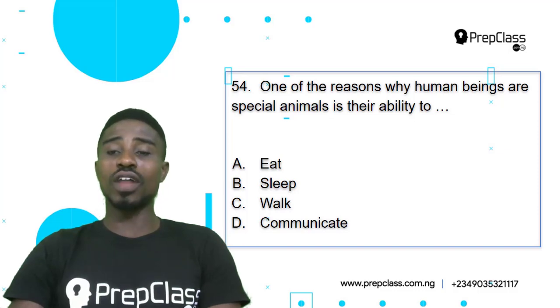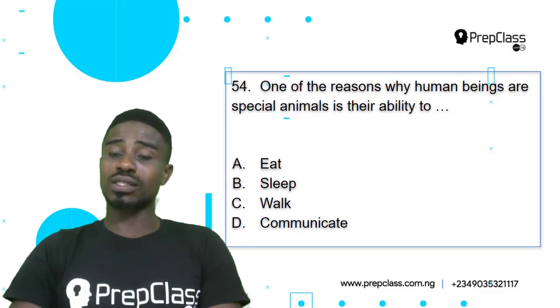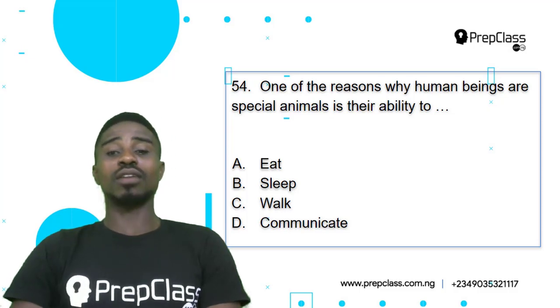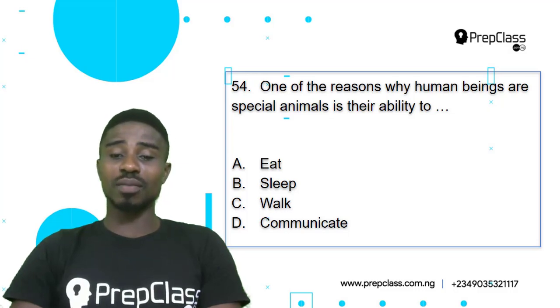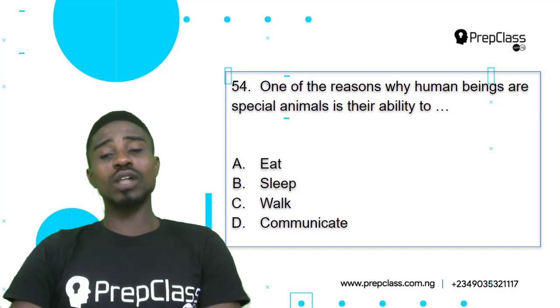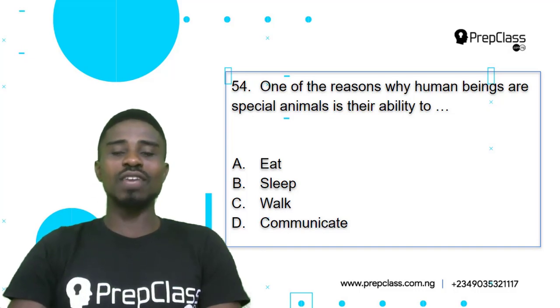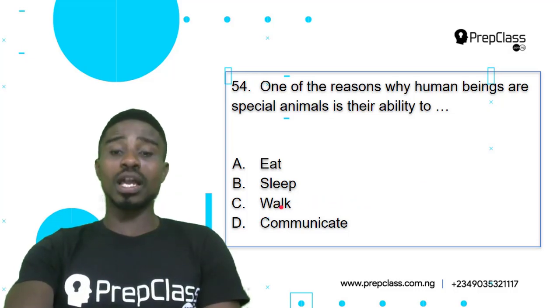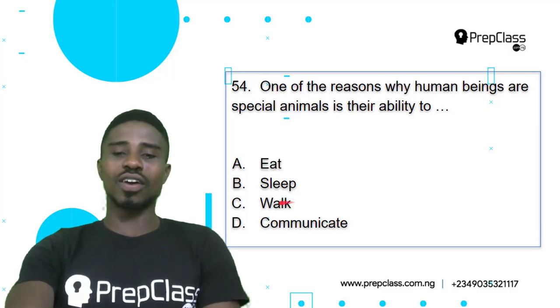So which one of these options is a characteristic of humans that is not possessed by other animals? Option A, eat. Humans can eat. Likewise, various other animals can also eat. So that's not our correct answer. Option B, sleep. Humans sleep and all other animals also sleep. That's also not our correct answer. Option C, walk. Humans walk, other animals also walk. So walk would have been our correct answer if it was walk upright. Humans can walk upright, although some other animals too can walk upright, like other primates. So walk is not our correct answer.